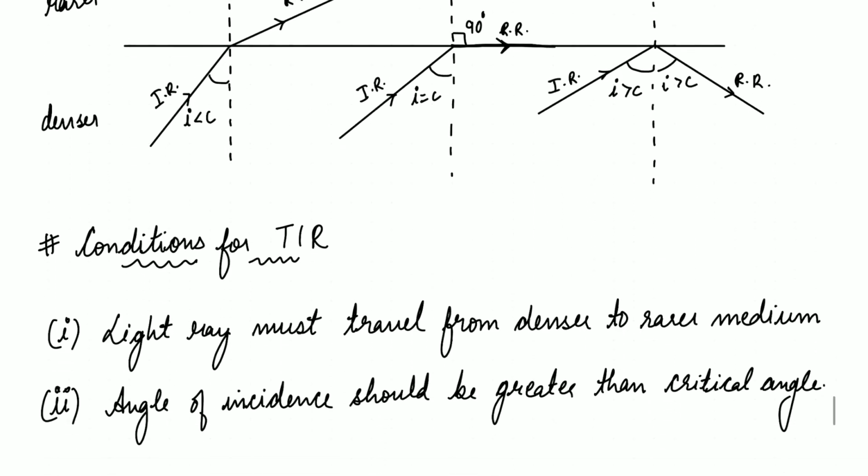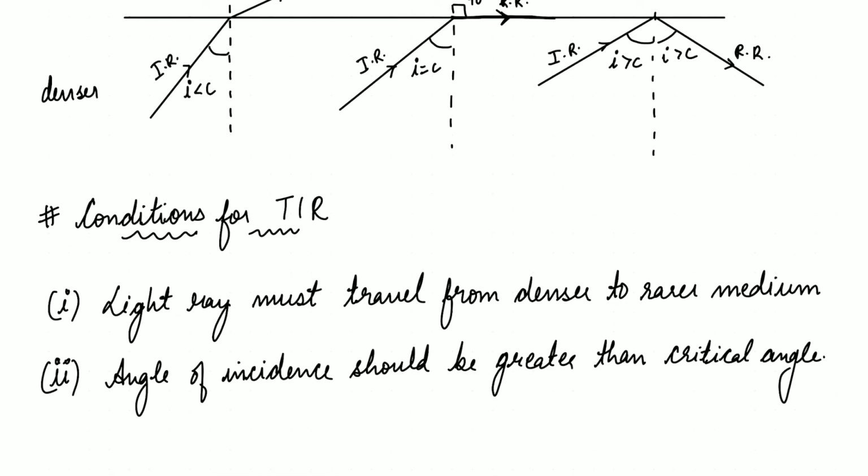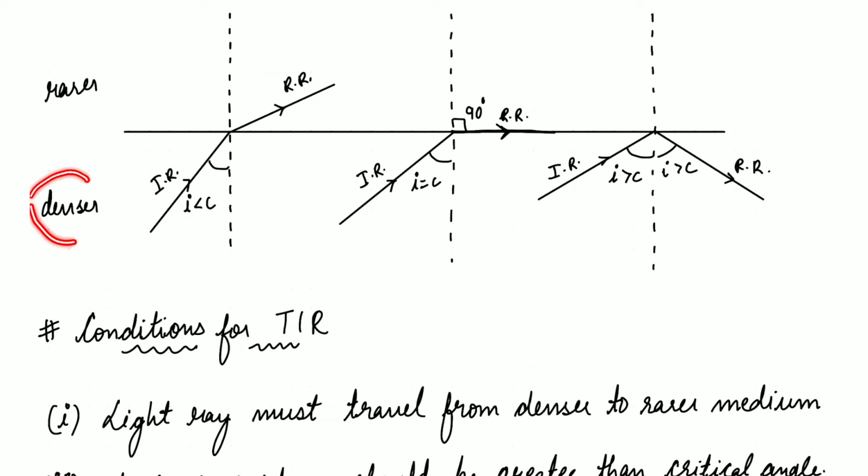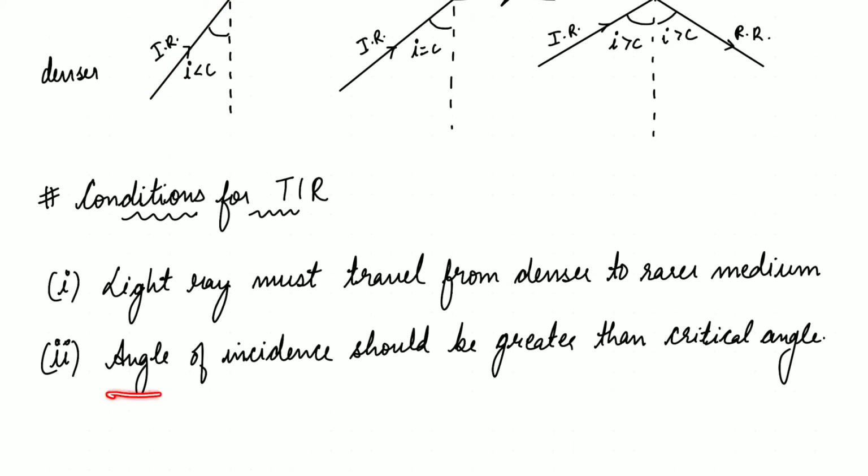Okay, great. So there are a few conditions that are very, very important for TIR to happen, right? TIR will not happen in all cases. There are a few conditions we have to follow so that total internal reflection can happen. Number one, the first condition is your light ray must travel from denser to rarer medium. This is very important. If it is not traveling from denser to rarer medium, TIR will not happen, right? And the second condition, which we all know, is that the angle of incidence inside your denser medium should be greater than the critical angle. Then only total internal reflection can happen. I hope you guys can understand.